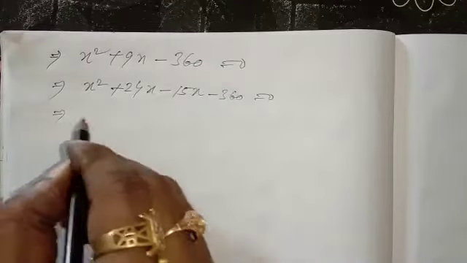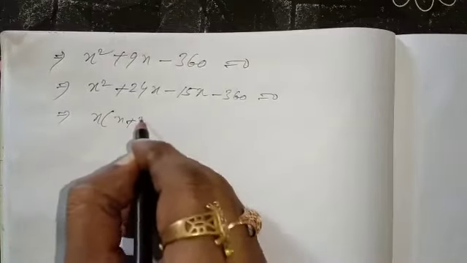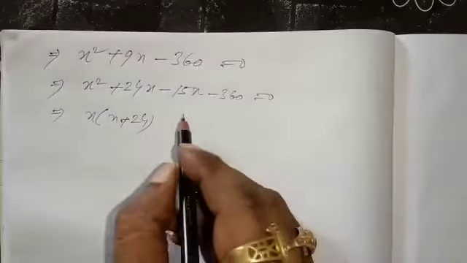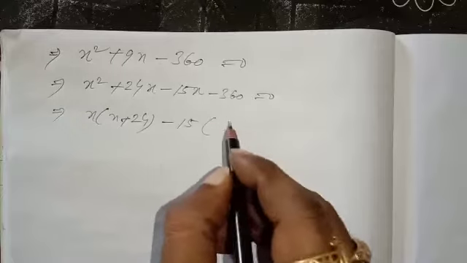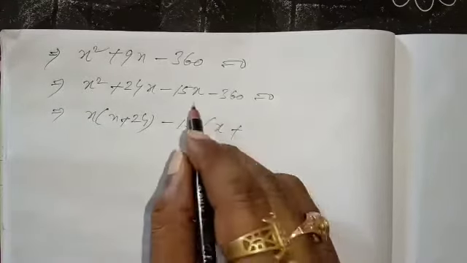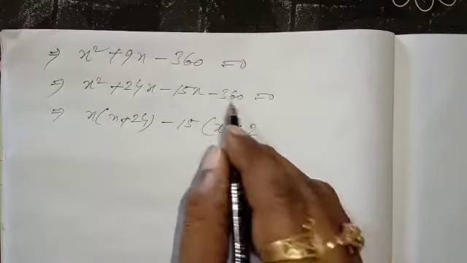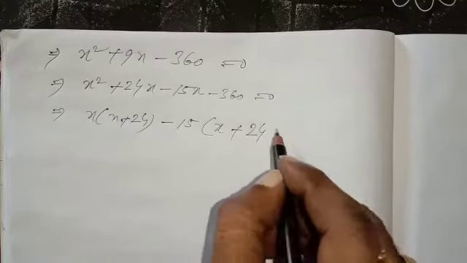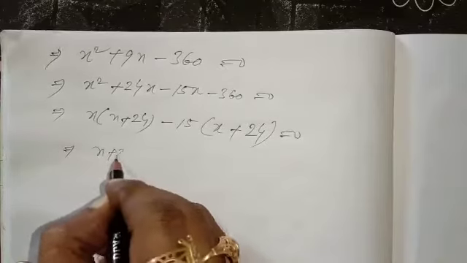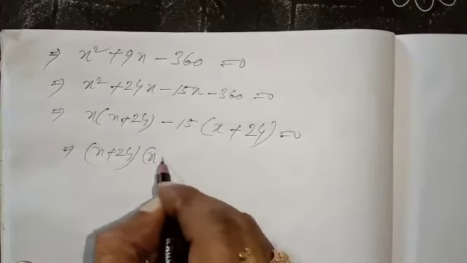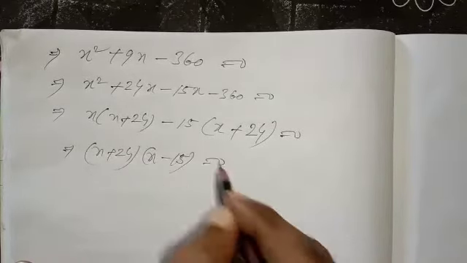From the first two I can take x common, x plus 24. From the last two I have to take common how much? Minus 15. What is left here? x plus 15, 2 15s are 30, 15 4s are 60, x plus 24. Now x plus 24 taken outside and x minus 15 left.